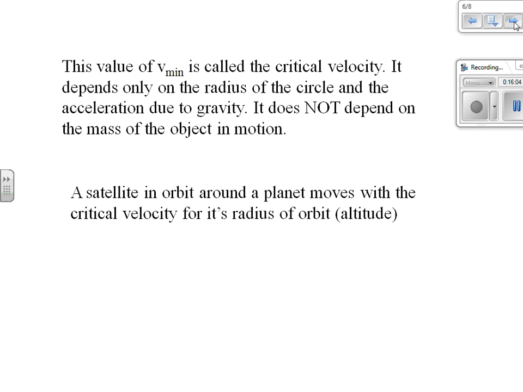A satellite that orbits the Earth, like the moon or any of the actual electronic telecommunication satellites, a satellite in orbit around a planet moves with the critical velocity for its radius of orbit. If it didn't move with the critical velocity, what would it do? Fly away, or crash and burn. So it's a good thing that they move at exactly the right orbit. You could go slightly faster and you would not be in a circle, you'd be more like an ellipse, which is really what is happening, right? But if you went any faster, there would be a point where you'd launch.